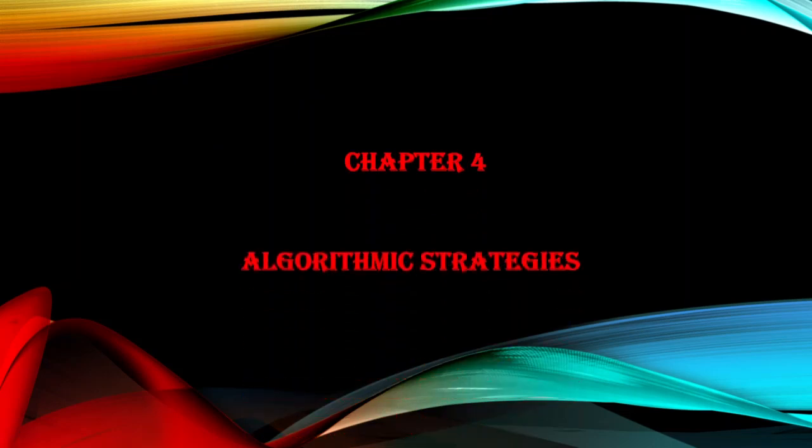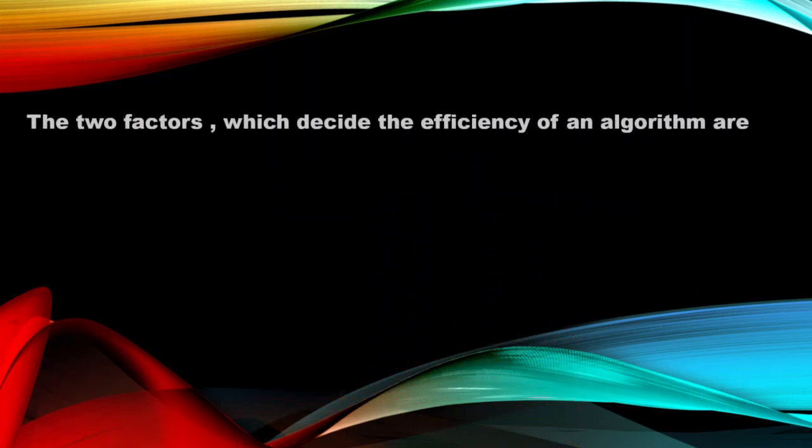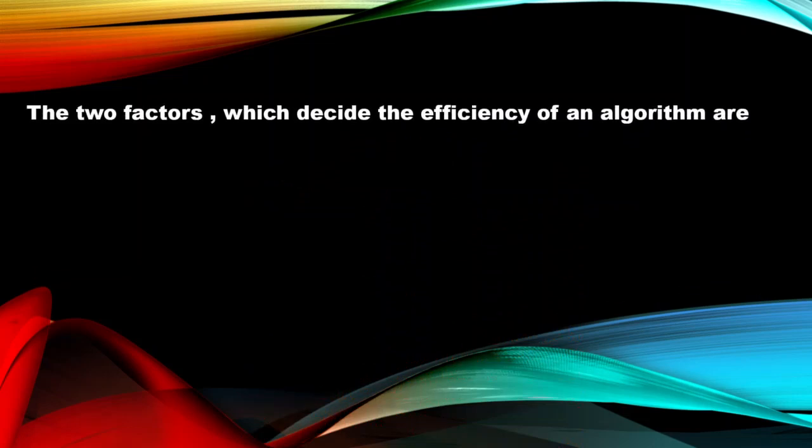Today we are going to discuss our fourth chapter, the continuation of the last video, Algorithmic Strategies. How do we find the efficiency of an algorithm? There are two factors which determine the efficiency of an algorithm. They are time factor and space factor.